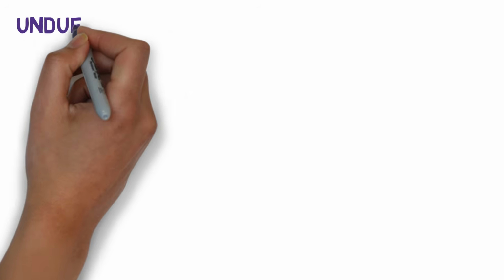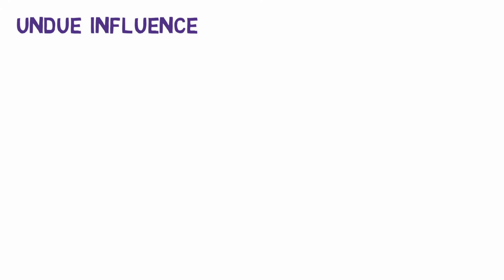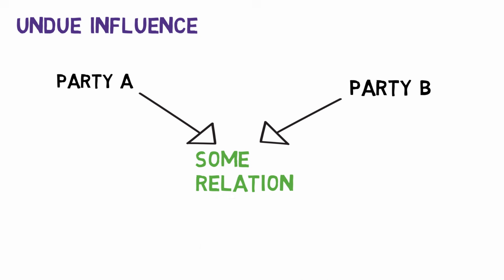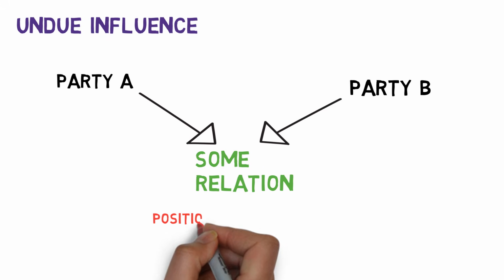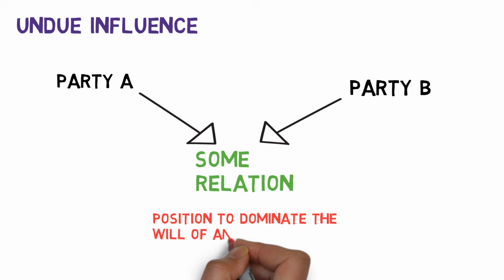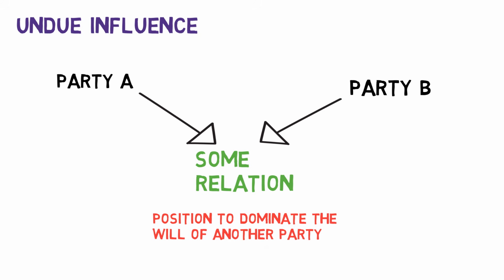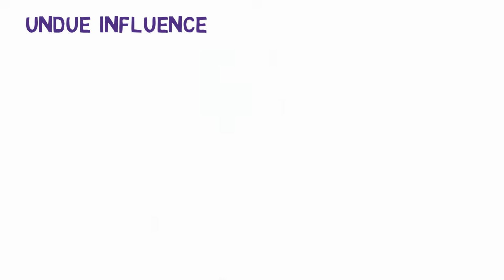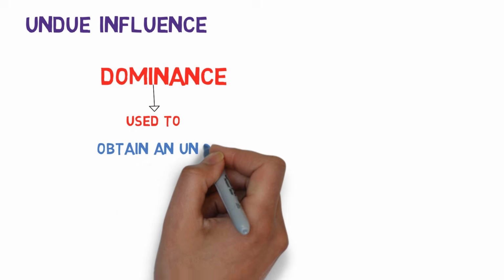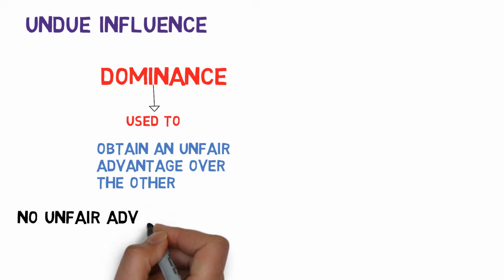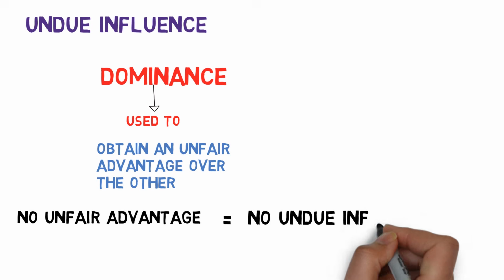Second is undue influence. When the parties to the contract have a relation with each other, and in that relation, if one person is in a position to dominate the will of another party, it is considered undue influence. But in order to constitute undue influence, the dominance must be used to obtain an unfair advantage over the other. If there is no unfair advantage, it is not undue influence.